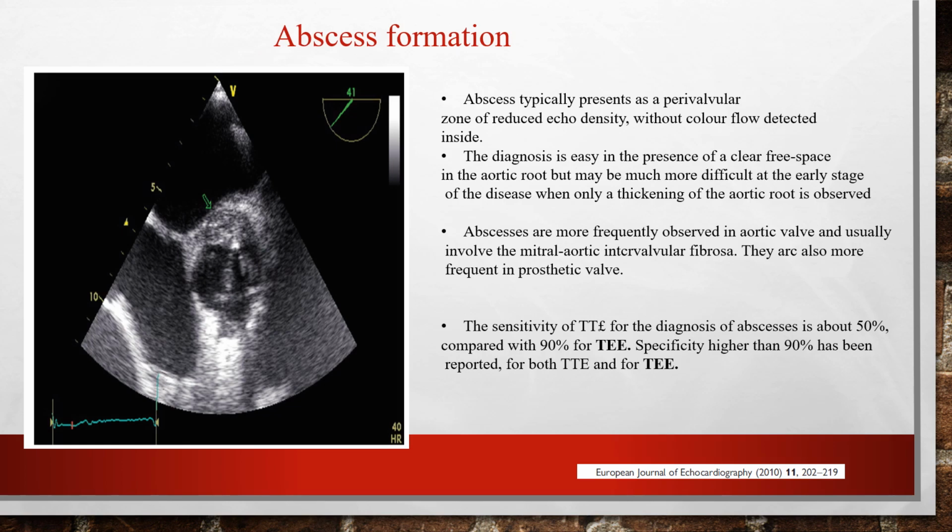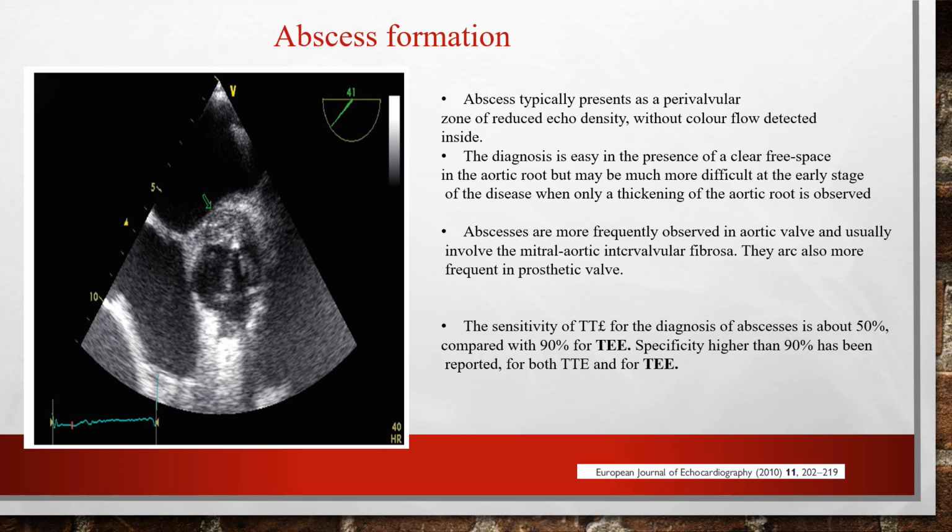The third manifestation of infective endocarditis is abscess formation. Abscesses typically present as a perivalvular zone of reduced echo density without color detected inside, if they are not complicated. The diagnosis is easy in the presence of clear free space in the aortic root, but may be much more difficult at an early stage of the disease when your only clue of the presence of an abscess is thickening.